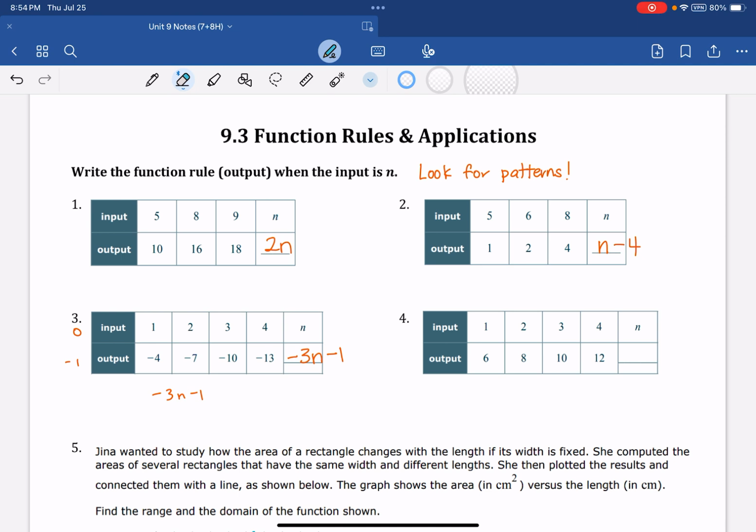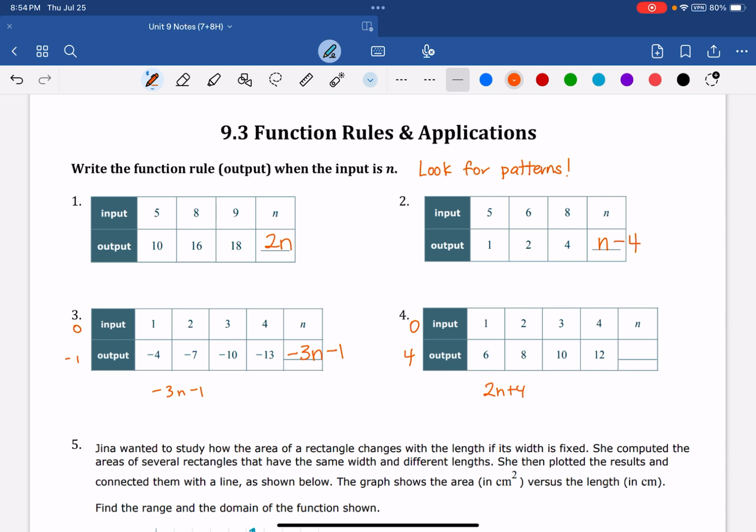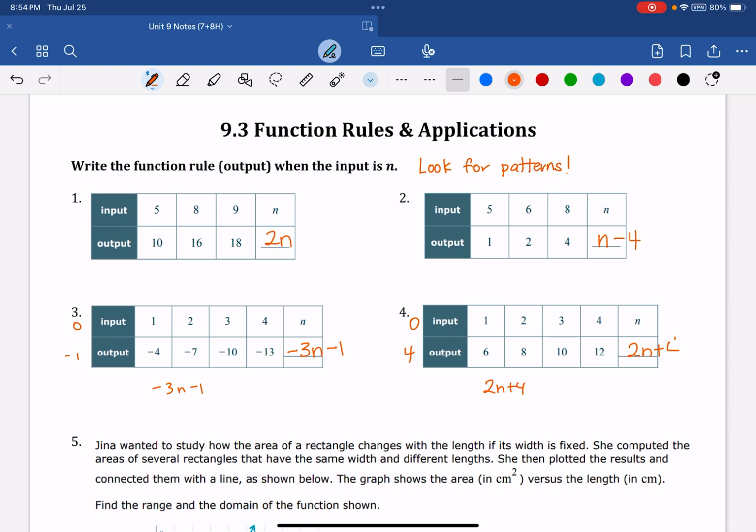All right. Looks like here we're going up by 2s on our output, up by 1s on our input. If we worked backwards here, we'd have a 0 there. This would be a 4. And our slope would be 2. So is this 2n plus 4? That would be it. Okay. So the output is like your y. Your input is your x. Okay, so that's how those work.